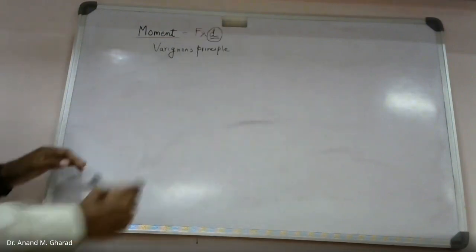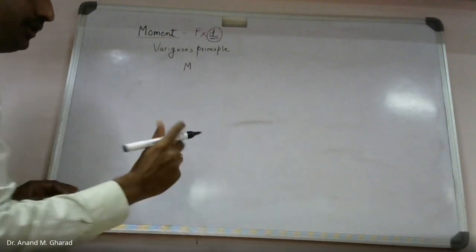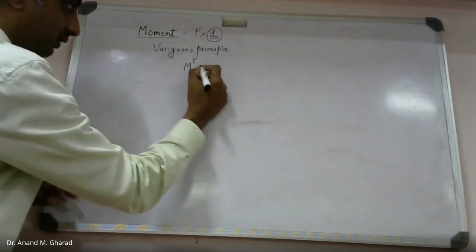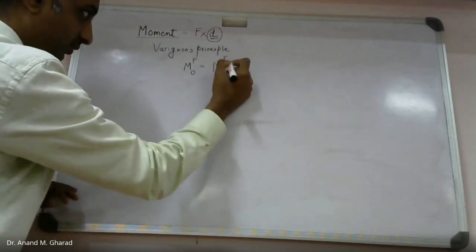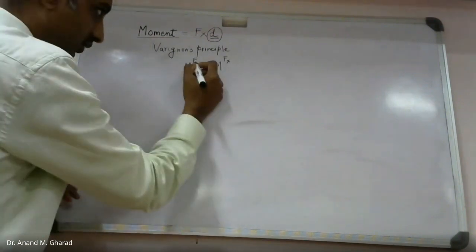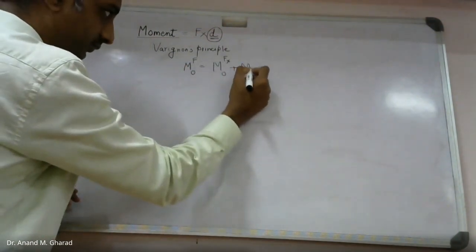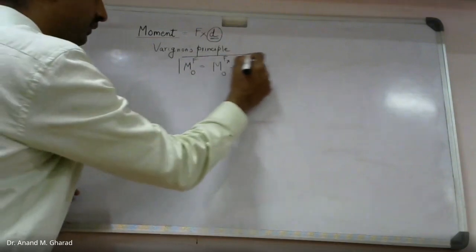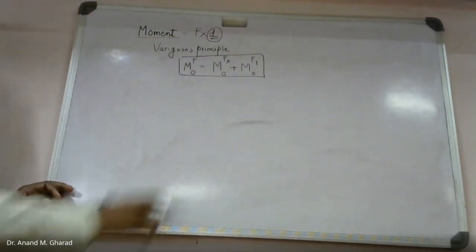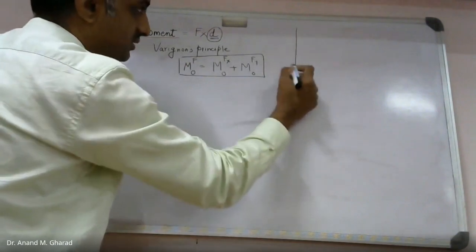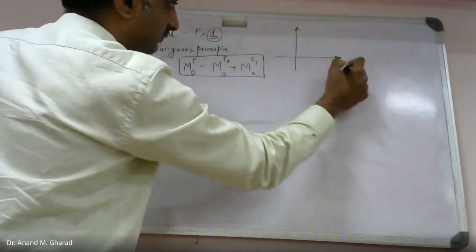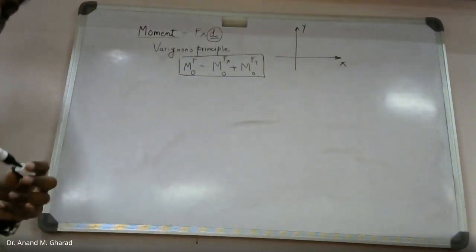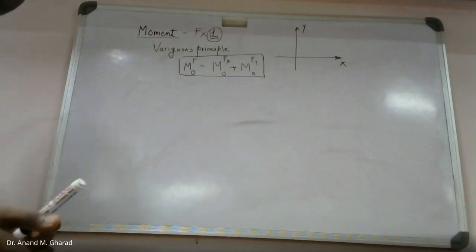As per this principle, the moment about any point, let's say point O, due to any force, let's say F, is equal to the sum of the moments of the components of this force about the same point, like this. So this is the equation related to Varignon's principle. We have discussed this for the two-dimensional system, that is x and y axes. Now let us try to apply Varignon's principle to a few more examples.